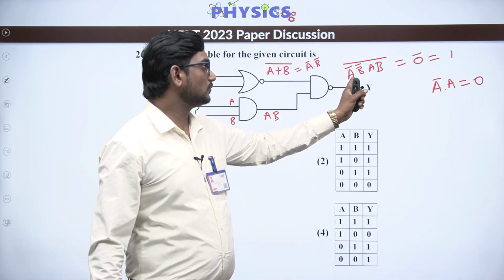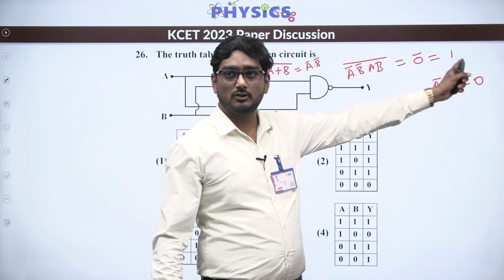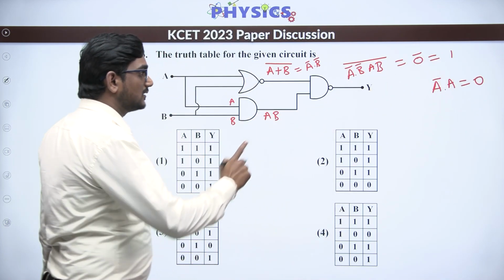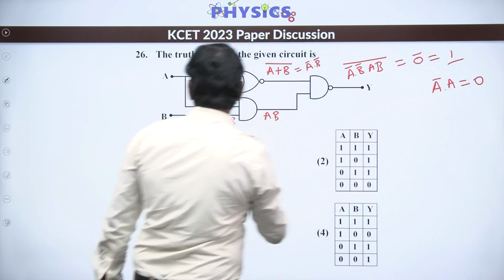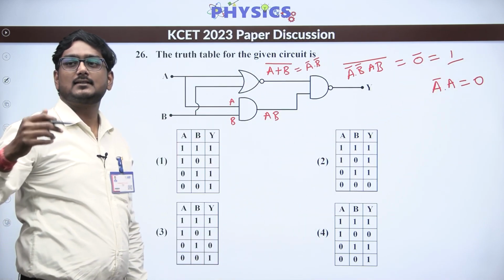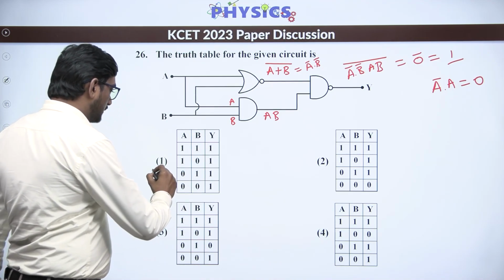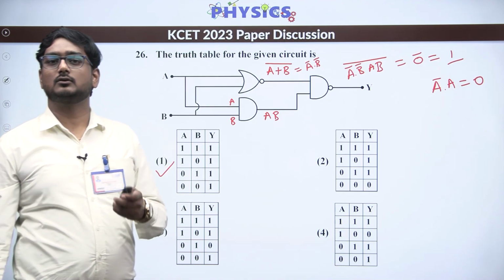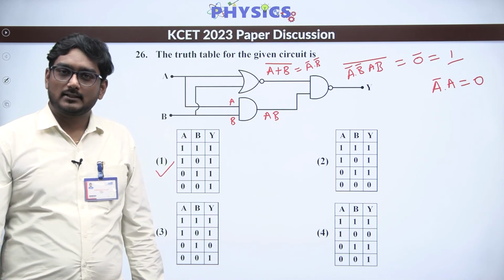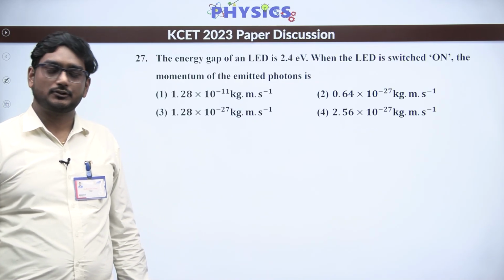B into B complement is what? 0. So complement of 0 is what? 1. So the answer is what? 1. No matter what is the value of A and B, always the output is going to be 1 only. Therefore, the correct answer is option 1 over here. I hope it is clear for everyone. Moving to the next question.